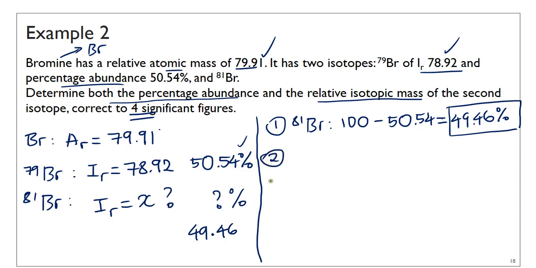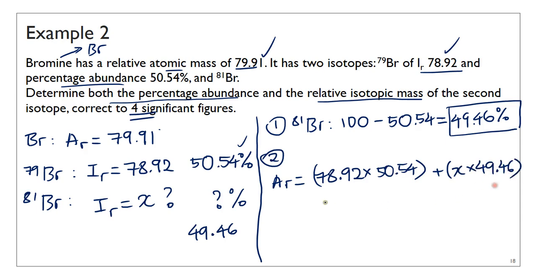So we know that the relative atomic mass is essentially 78.92, which is the relative isotopic mass of bromine 79, times 50.54, plus X, which is my other unknown, times 49.46, over 100. So this is the formula for calculating the relative atomic mass. Instead of this, I'm just going to write 79.91, which is the actual relative atomic mass. So there you go. You need to solve your linear equation.